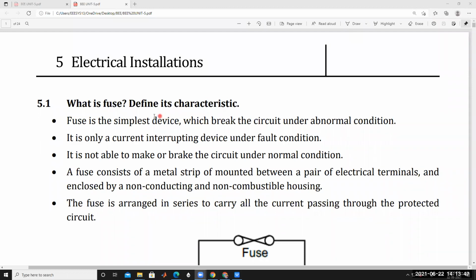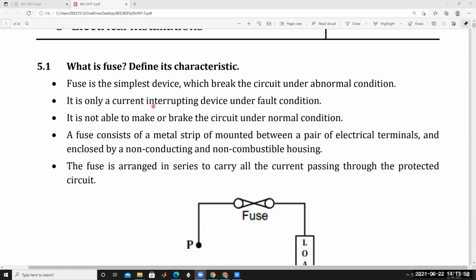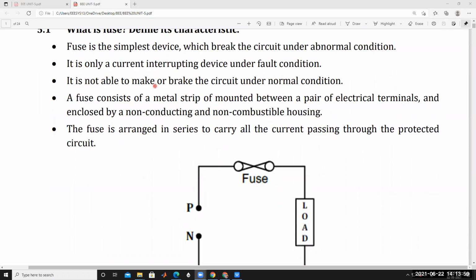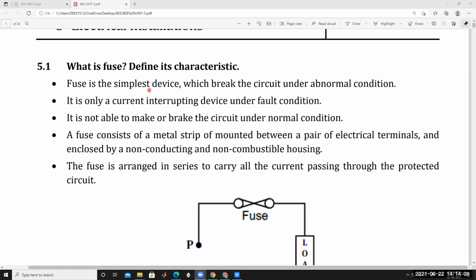Electrical installations. First, the fuse. What is meant by fuse? What are the different characteristics of a fuse? Fuse is one of the protecting devices. It is used to protect your devices. Whenever a fault occurs, a huge amount of current passes through the fuse first, before the device, and then the fuse melts and opens the circuit. This is the advantage of the fuse.